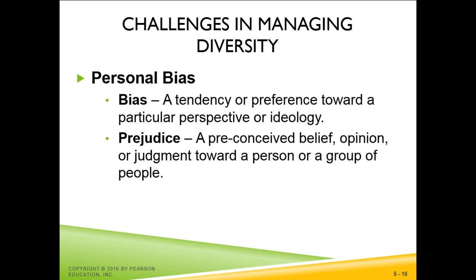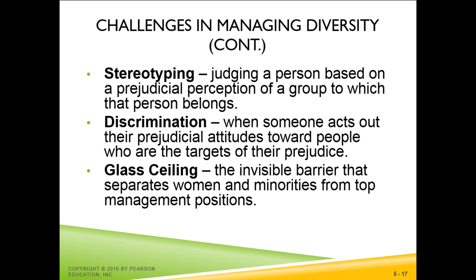Our prejudice can be based on all the types of diversity we discussed: race, gender, ethnicity, age, disability, religion, sexual orientation, or even other personal characteristics. A major factor in prejudice is stereotyping, which is judging a person on the basis of one's perception of a group to which he or she belongs. For instance, saying married persons are more stable employees than single persons is an example of stereotyping.